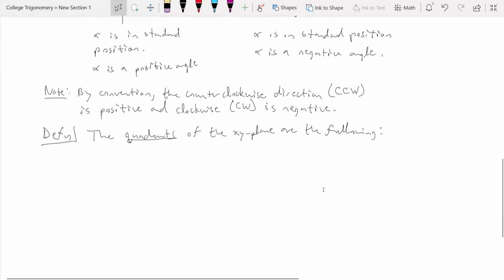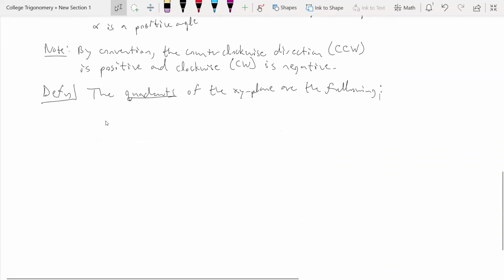Okay, so I'm going to draw some axes here. Here's the x-axis, here's the y-axis, and we can see that the horizontal axis and the vertical axis separate the xy plane into 4 parts, basically, right? So that's why they're called quadrants. This is your first quadrant right here.